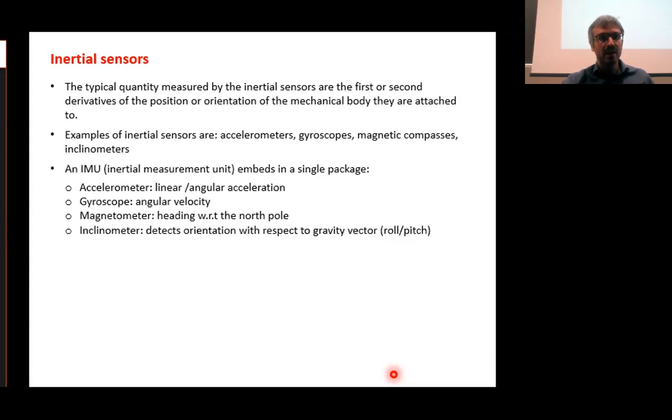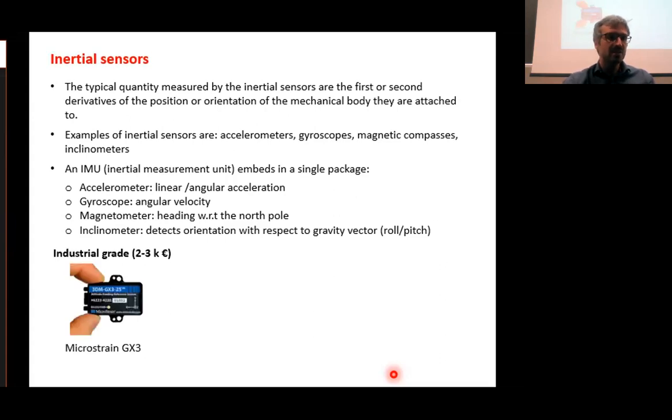And an inertial measurement unit, called IMU, embeds in a single package an accelerometer for linear acceleration, a gyroscope for angular velocity, a magnetometer that tells you the heading with respect to the North Pole, and the inclinometer that detects the orientation with respect to gravity. This means finding the roll and pitch quantities of the orientation. We will see this in the kinematics lectures, this kind of representation of orientation that are called Euler angles.